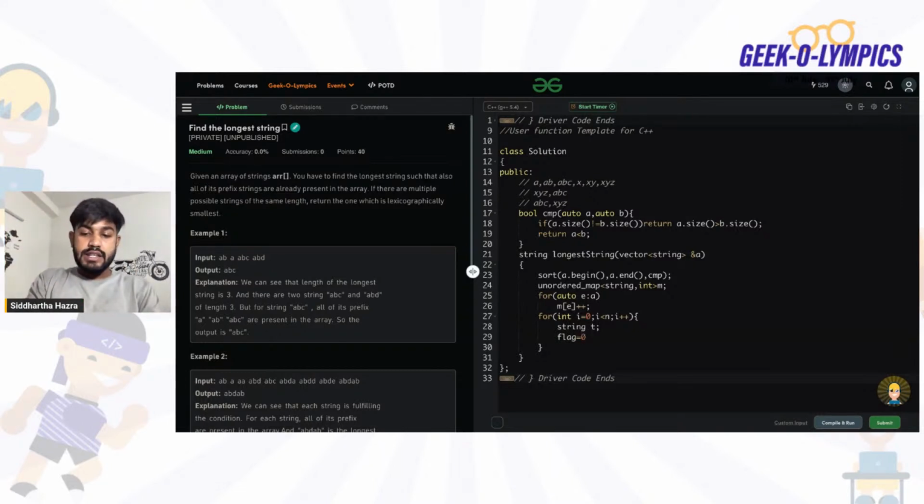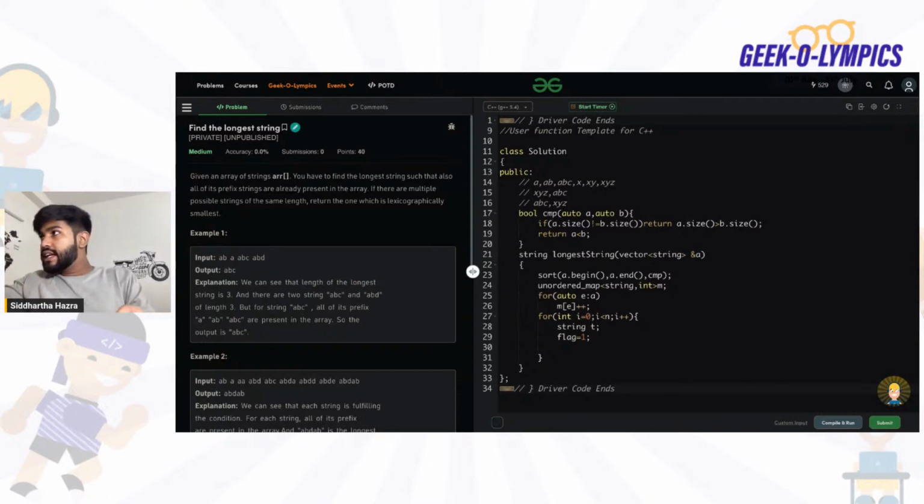So flag is now 0. Flag is false. Okay, let's say flag is true. Now we would start removing the characters from the back and try to search it. So we would try to search this for int k is equals to 0, k is less than e dot size itself.